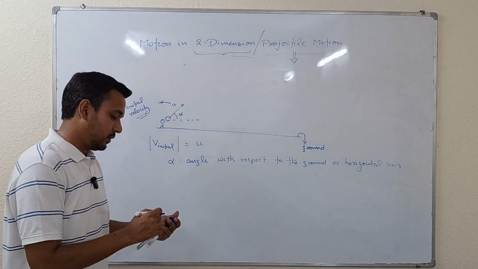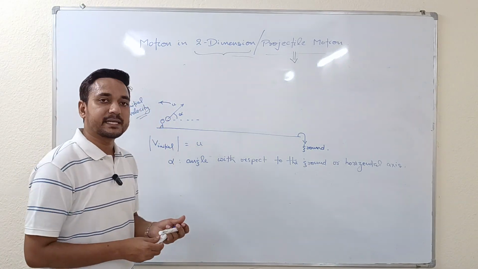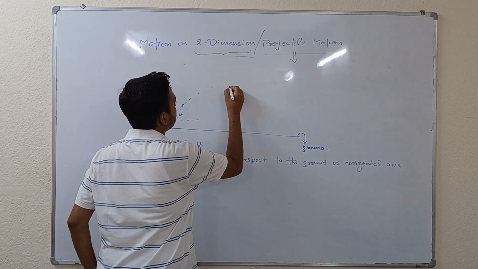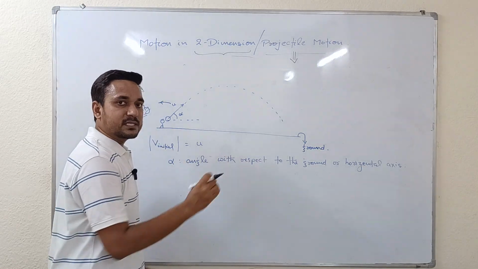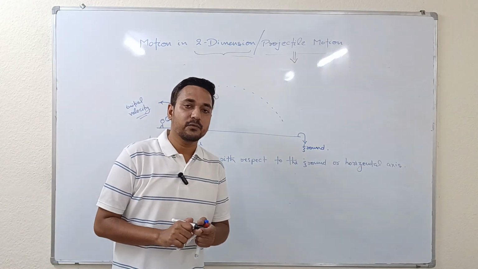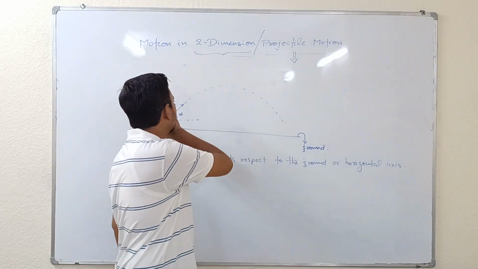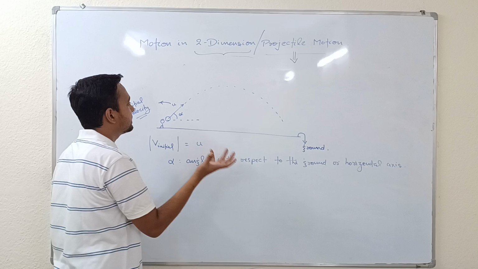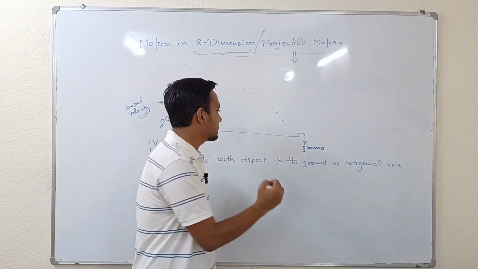So we have seen the path taken by this projectile or body, in such a way. So we have to analyze. We have seen what a projectile motion is: an object is thrown with an initial velocity u, in the direction alpha with respect to what?